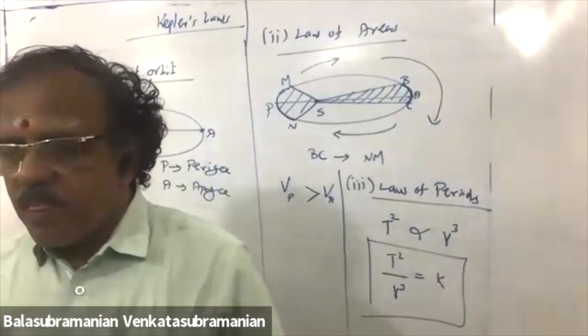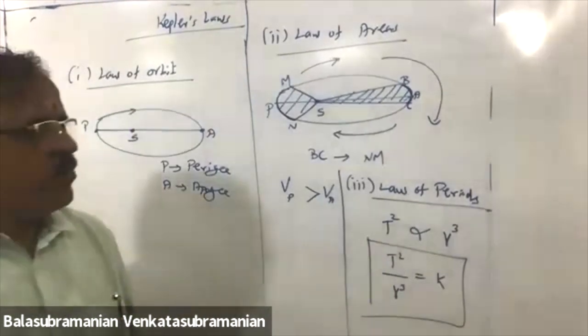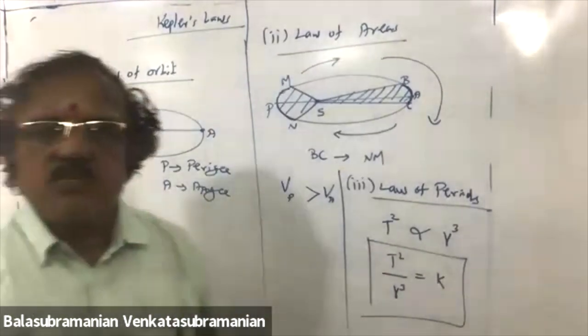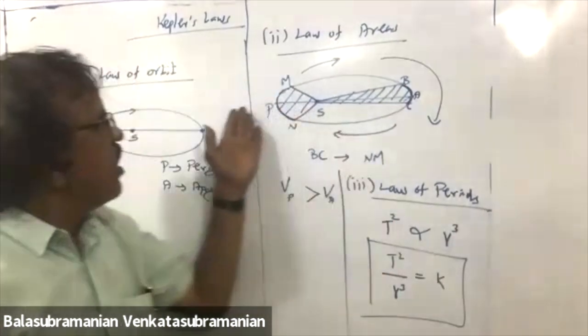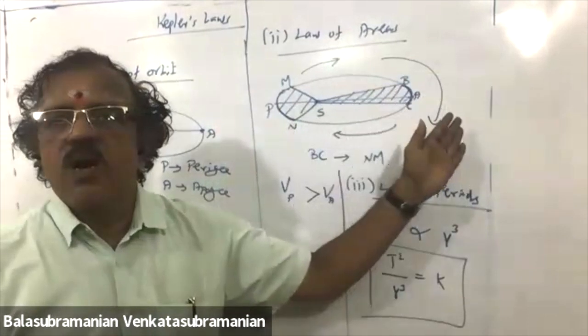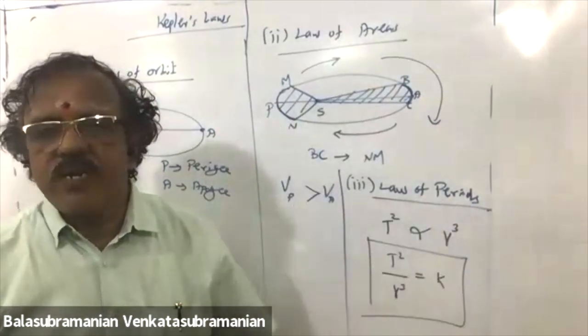Then your Kepler's laws of planetary motion. There we have three laws: law of orbit, law of areas, law of periods.